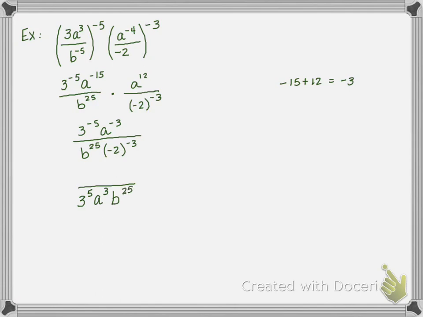And then negative 2 to the negative 3rd has a negative exponent, so it's going to move to the numerator, and we have negative 2 to the positive 3rd. Notice that just changes the sign on the exponent because we took the reciprocal. And again, at this point, if you really wanted to, you could call that negative 8.